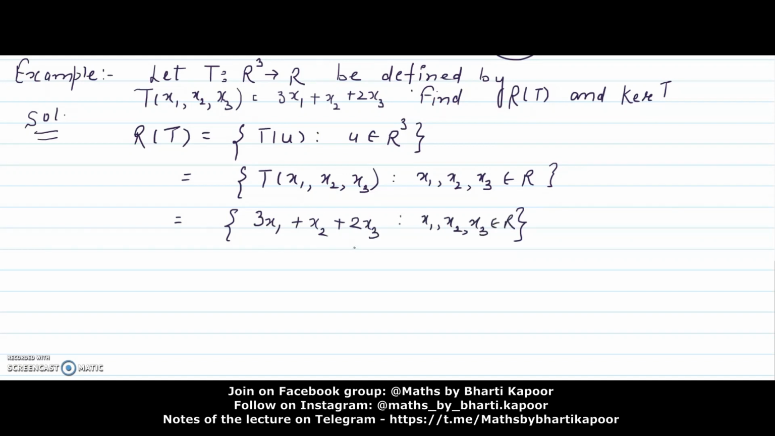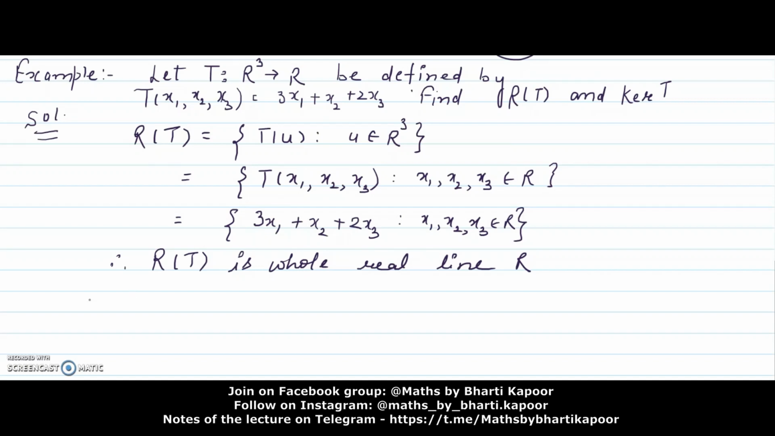For different real numbers x1, x2, x3, this expression will be a real number. So we are getting all real numbers in set R(T). Therefore we can say that R(T) is the whole real line R. So the range of this linear transformation is the whole real line because we are getting all real numbers in this set.